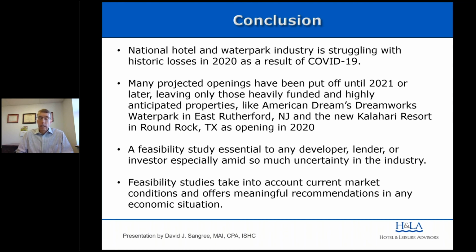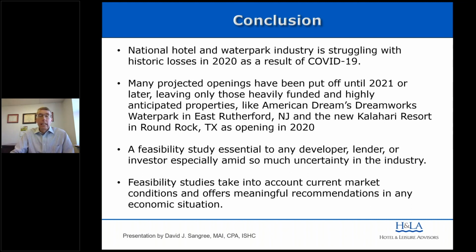Now, the national hotel and water park industry has struggled with historic losses in 2020 as a result of COVID-19, and this has caused many projects to be delayed. However, 2 very large projects were built and opened, including the American Dream's DreamWorks Water Park near New York City and the new Kalahari Resort in Round Rock, Texas. The American Dream just opened in October of 2020, and Kalahari will open up by the end of November 2020.